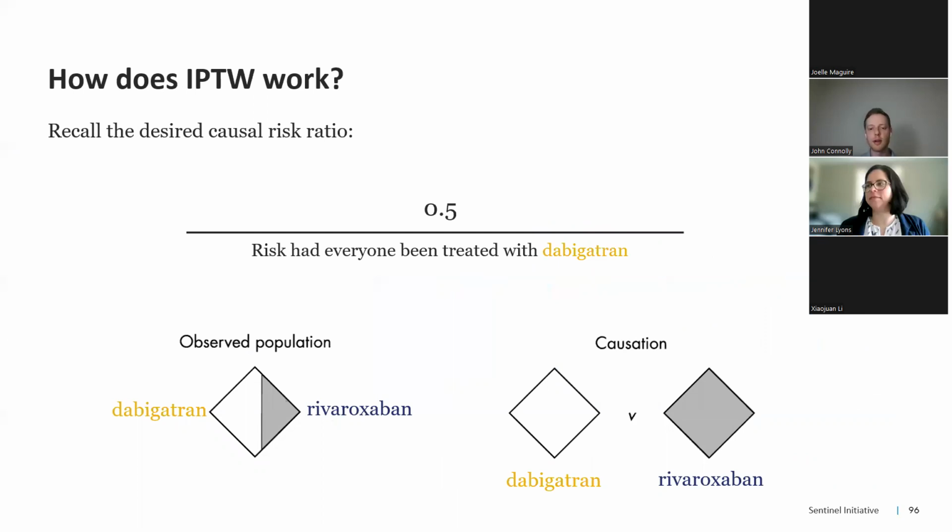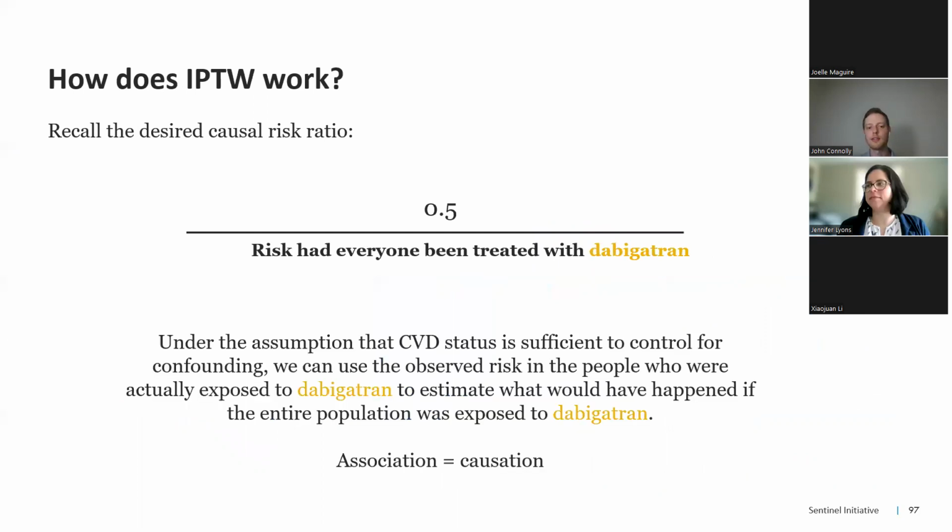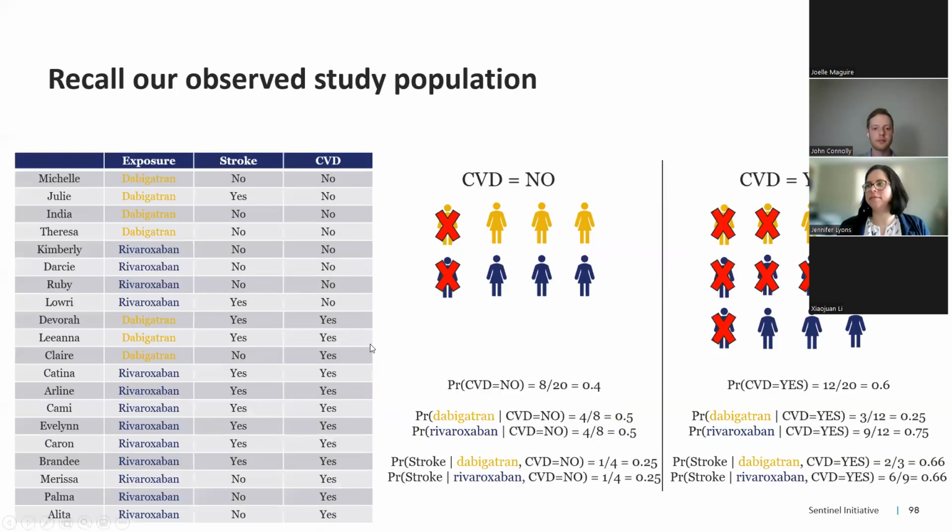So we'll just go through the same process again for dabigatran, but obviously sped up a little this time since we are probably familiar with it. But the principle is the same. We're under the assumption that we've adjusted fully for cardiovascular disease. That's the only thing we need to adjust for. We can use what we observe to estimate what would have happened in a hypothetical causal counterfactual scenario, as it's often called. So here's the observed study population again.